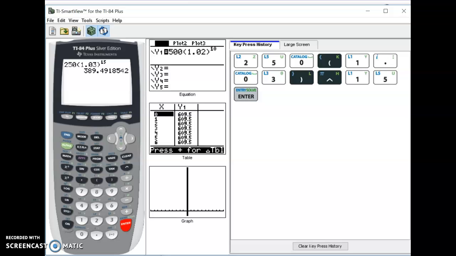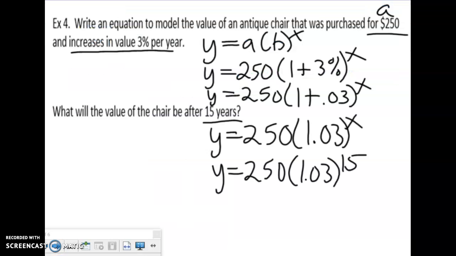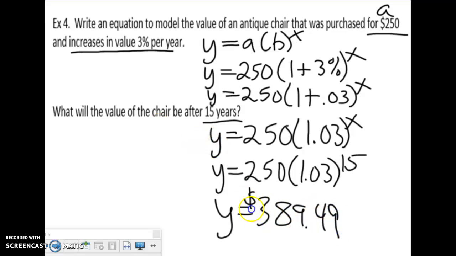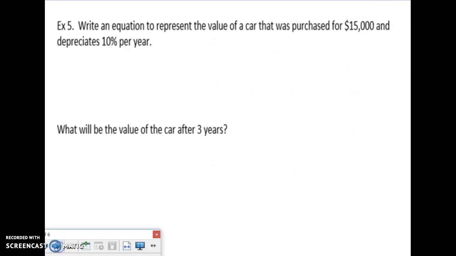$389? What's that, Andrew? Awesome. Ditto. Or jinx. Double jinx. All right. $389.49 is his money, so let's round to the nearest cent. So how about 49 cents? So $389.49. Excellent. Double jinx. All right, last one, and we're done.